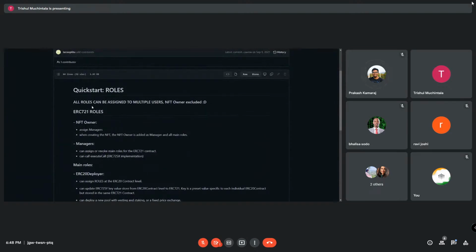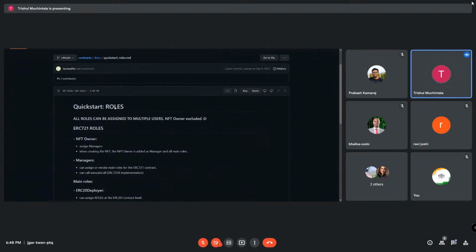So this is called the roles diagram. Okay, let's see.